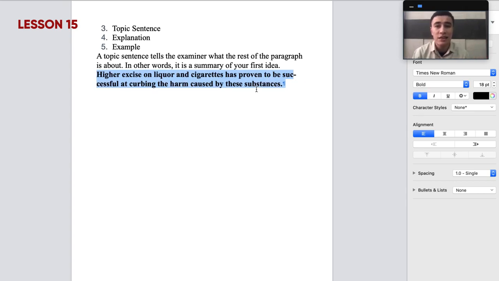So this is the main idea. We are talking about the effectiveness of putting extra taxes on fast food, and of course, as an example, we are showing liquor and cigarette products. Now you should remember that after stating your topic sentence, you should expand it. Imagine that examiners have no idea about this point, and explain it carefully in a very detailed form. So let's say explanation.